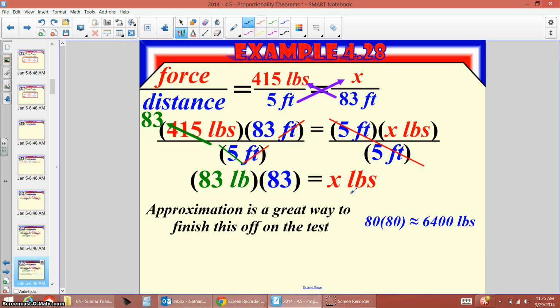Now on a test, multiple choice, you can approximate. I could say 80 times 80 is 6,400. Well, I know it's got to be bigger than 6,400 pounds, so I can find the multiple choice answer that's bigger than 6,400 pounds. But in real life, you would just do 83 times 83, and that's just long multiplication. Totally doable.